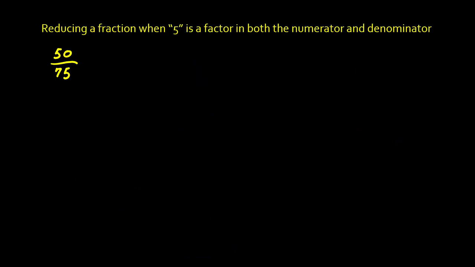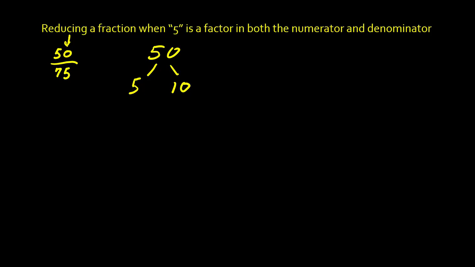Let's now reduce a fraction when 5 is a factor in both the numerator and the denominator. I'll use the factor tree once again. From our rules in factoring, we know that any number that has a 0 in its ones place can be factored by 5. So we'll start with 50. Our first factor is 5. 50 divided by 5 gives me my other factor. That'll be 10.